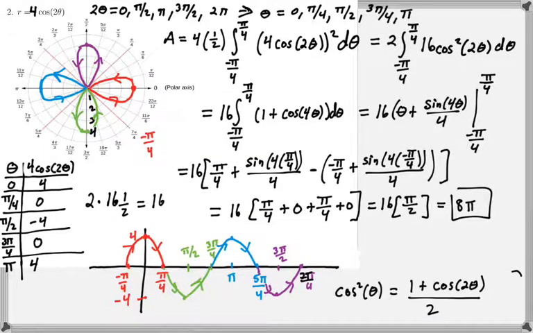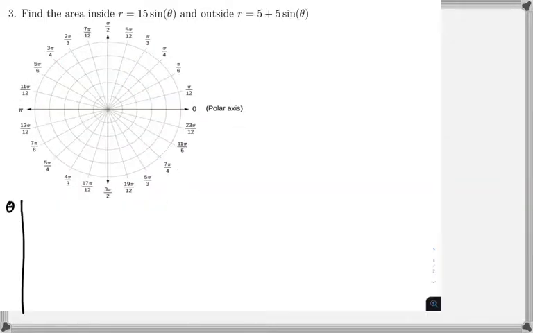Okay. This one's going to be a little bit longer. I got one more here for you. So we're going to find the area inside the circle r equals 15 sine theta, and outside the cardioid 5 plus 5 sine of theta. So there's no multiplier inside with the theta, so we'll just use 0, pi over 2, pi, 3 pi over 2, and 2 pi for our table.